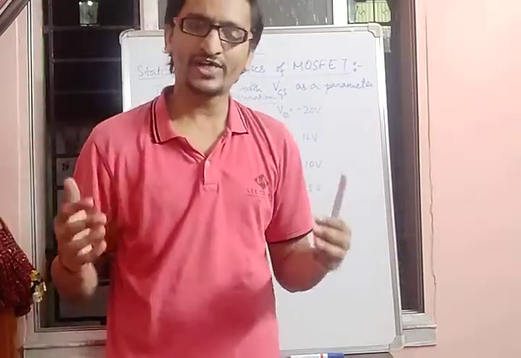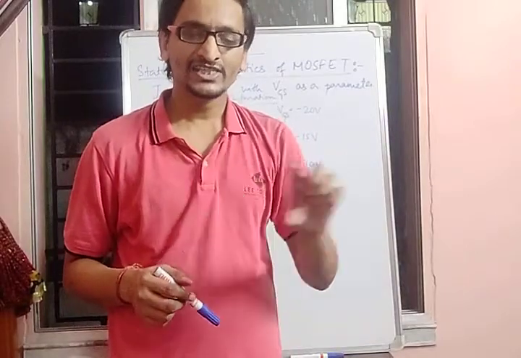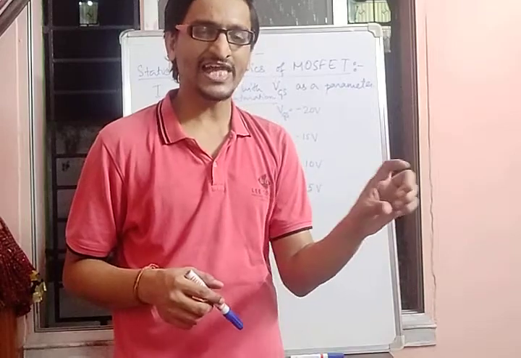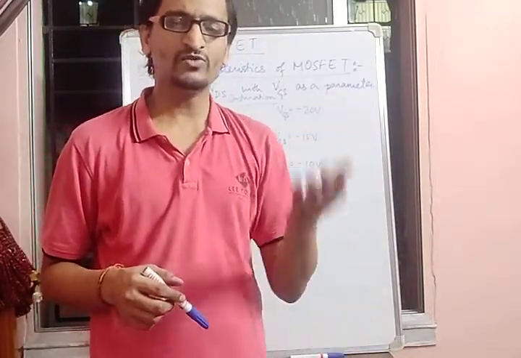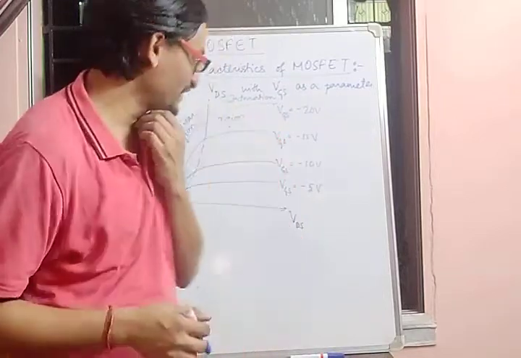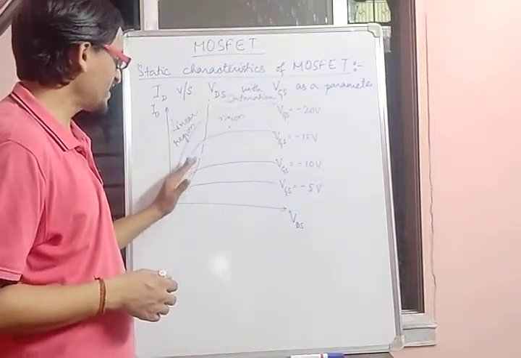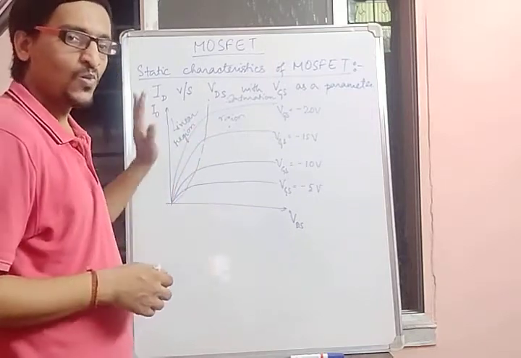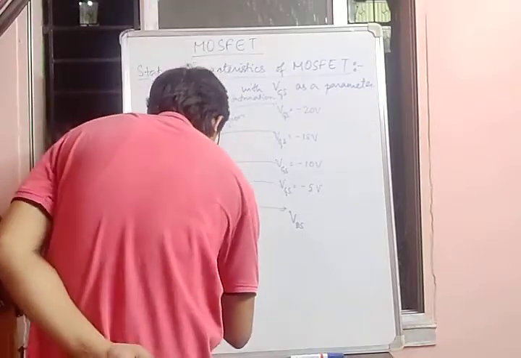More and more current will start to flow because this region is acting like a resistance. So as you increase the voltage, your current value also increases linearly. So here we are getting this linear region. Here the current is rising linearly with the voltage. What happens after that? Let us discuss this with the help of the diagram.